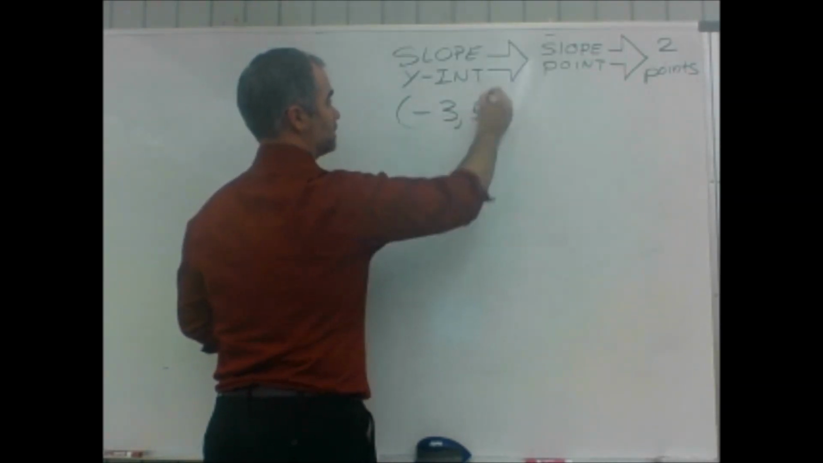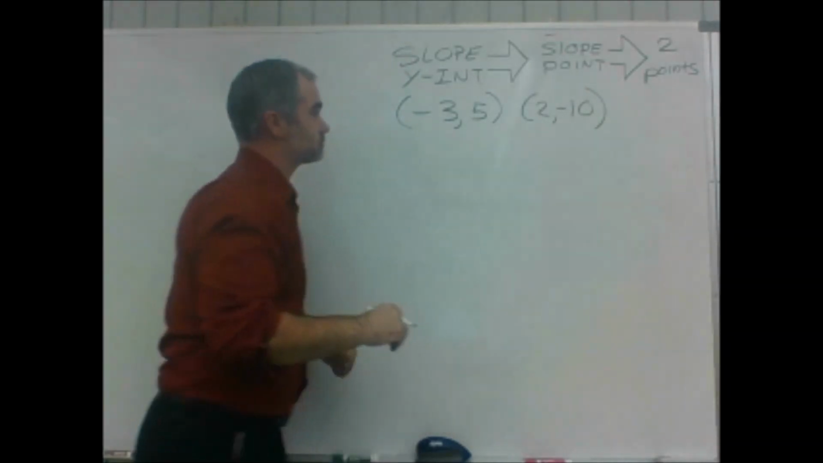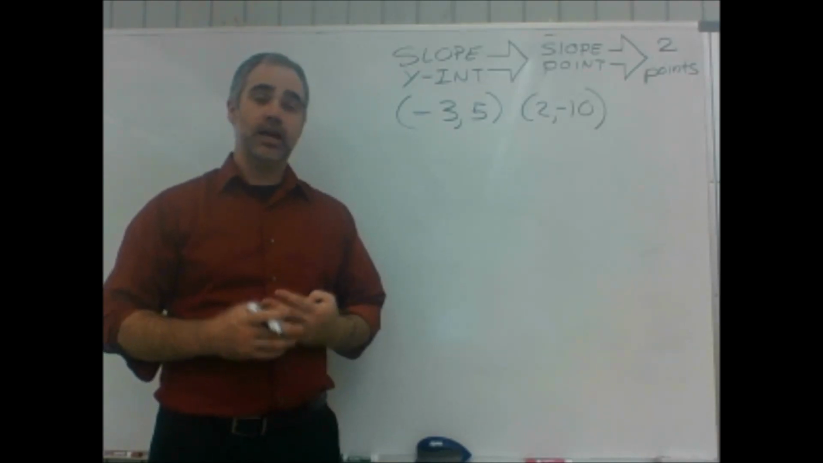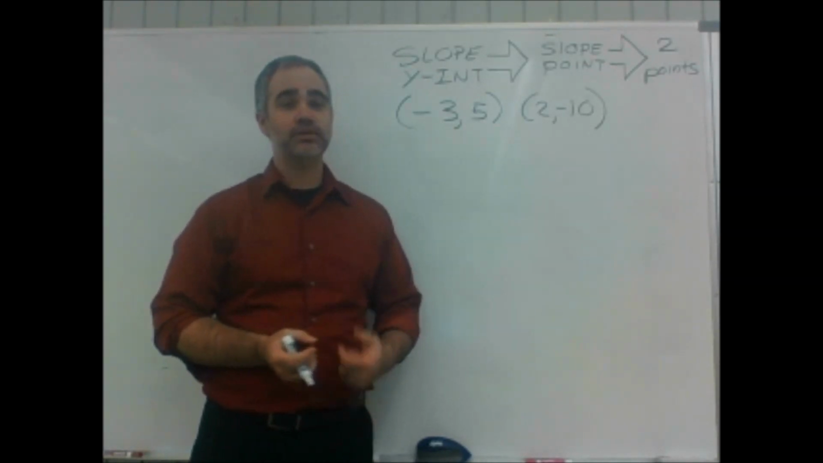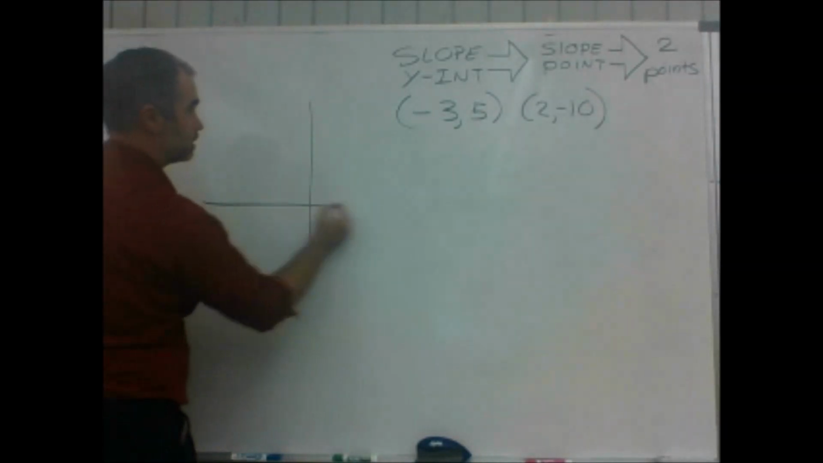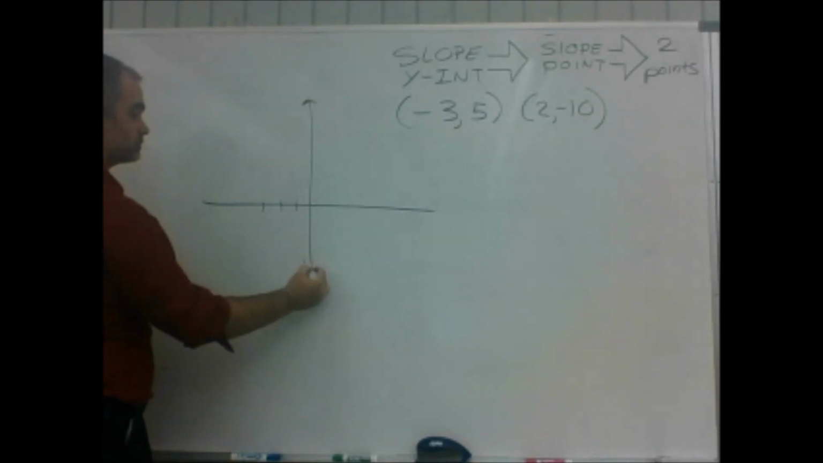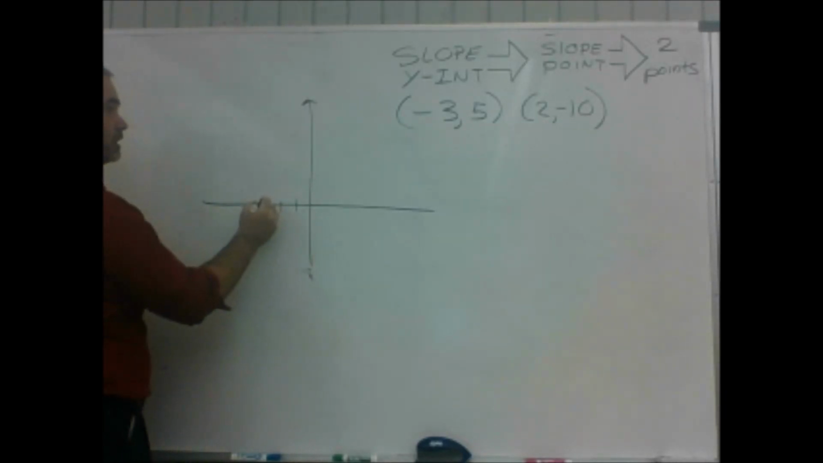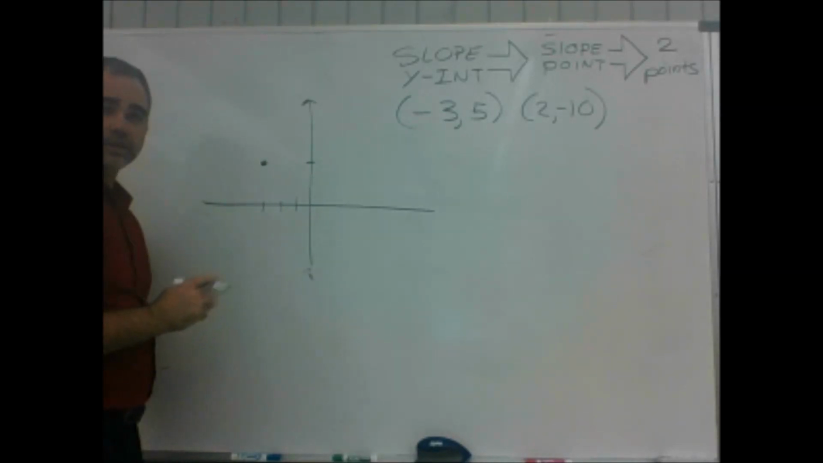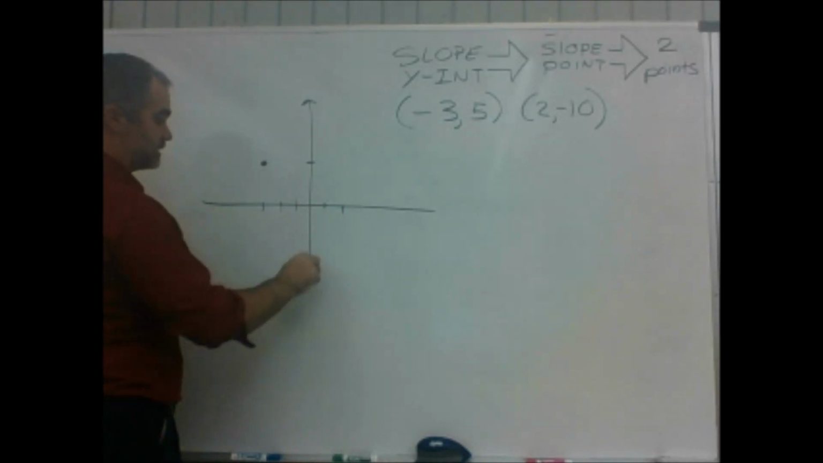Your teacher might give you something like this. Two points, and they're going to ask you to write the equation of the line through them. Like last time, a great strategy is to graph it. You can go ahead and plot these points somewhere. So if you were to plot them, you have -3, 5, and you don't have to necessarily be super accurate on this, but it would be helpful if you have graph paper. And then you've got 2, -10.